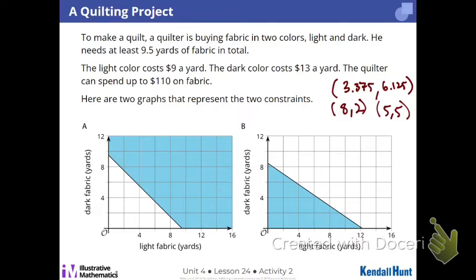Let's do one more. Who's got one more that thinks it's going to work? JP? 2, 1. No, it doesn't work. Okay, let's check these all out.